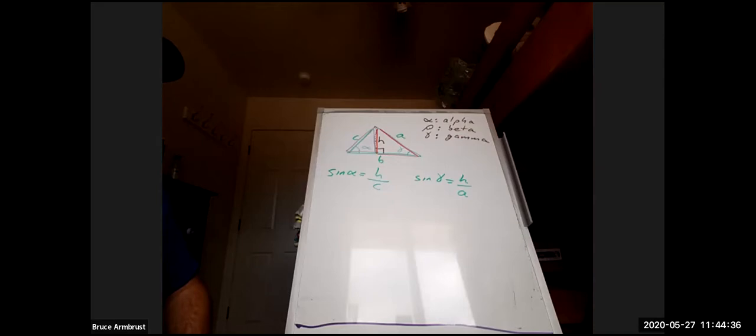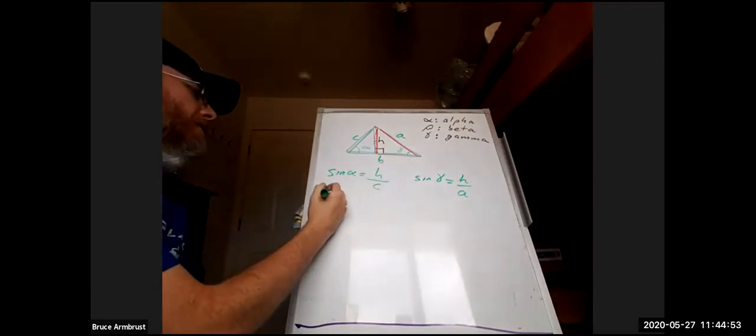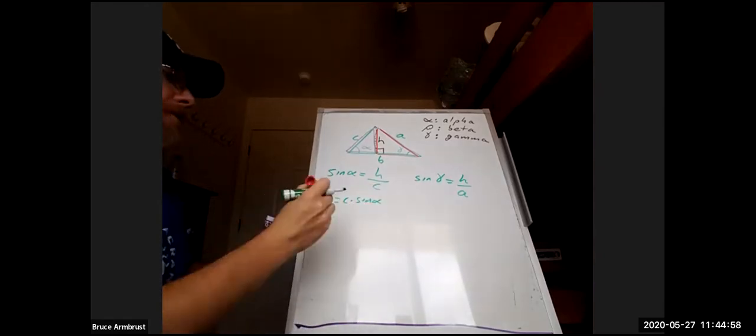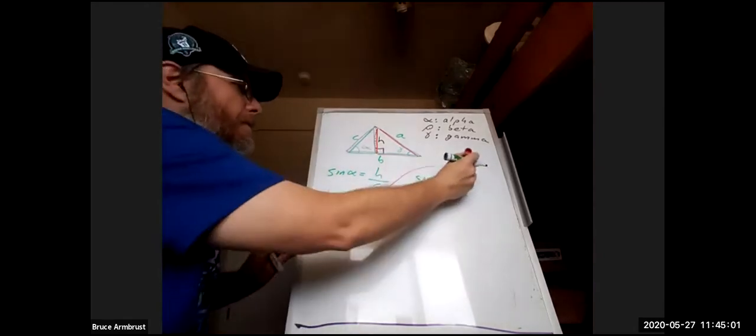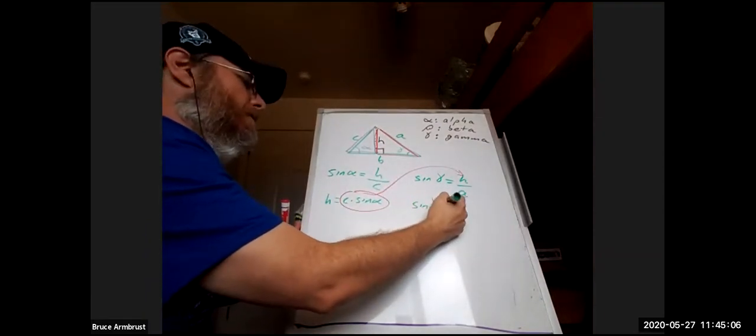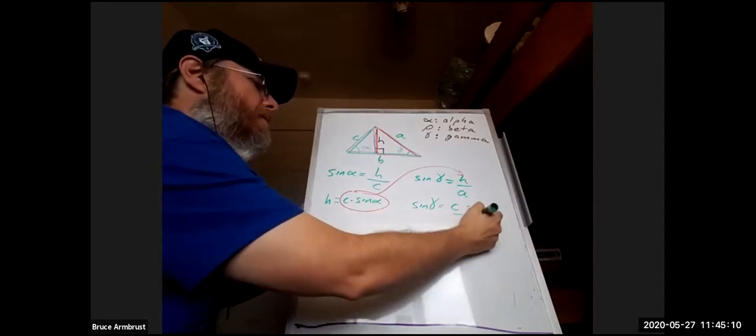So I've got two equations, and I can actually combine those by getting rid of the common letter. Notice that both of them have H. So let me solve one of these for H and plug it into the other. Like this one, we get H is equal to C times sine of alpha. I'll take that and plug it in for H on the other side. So I get sine of gamma is equal to C times sine of alpha over A.